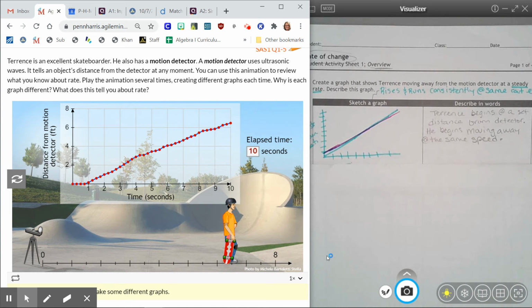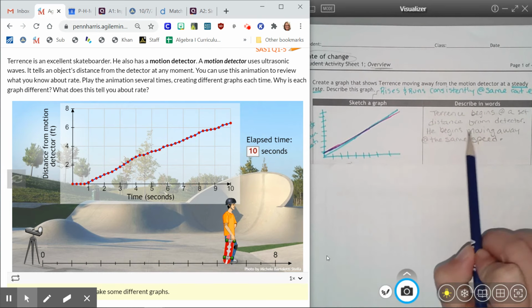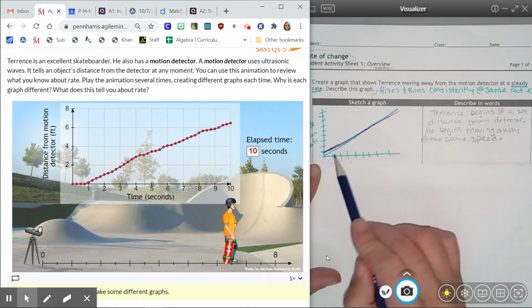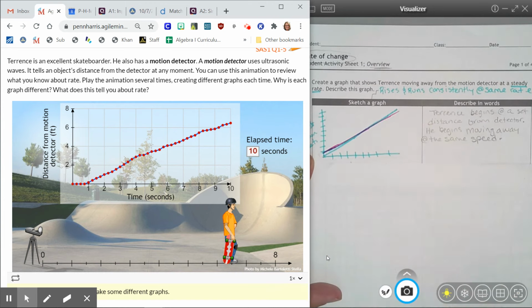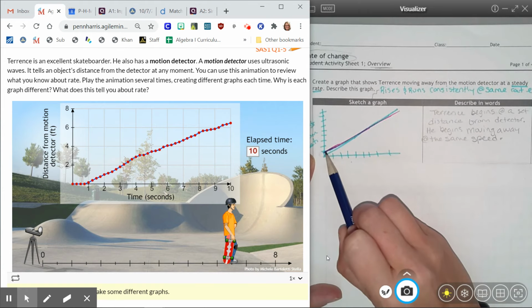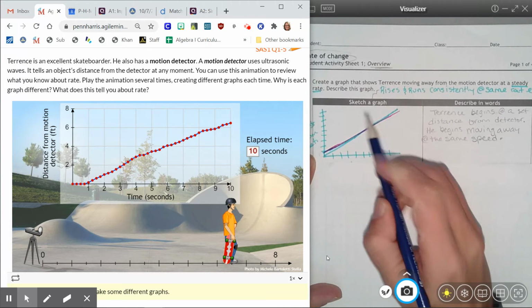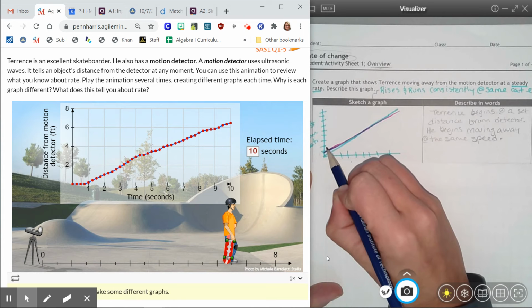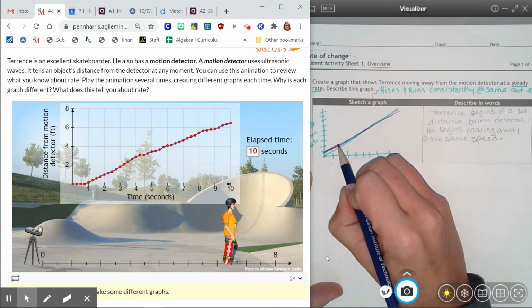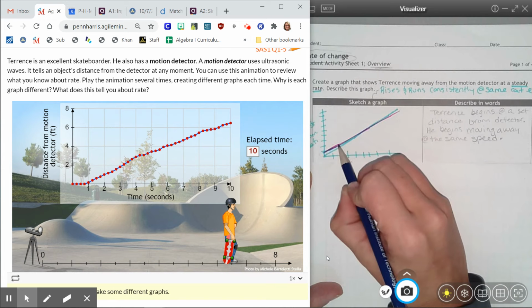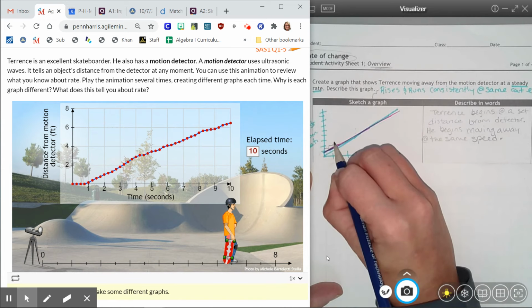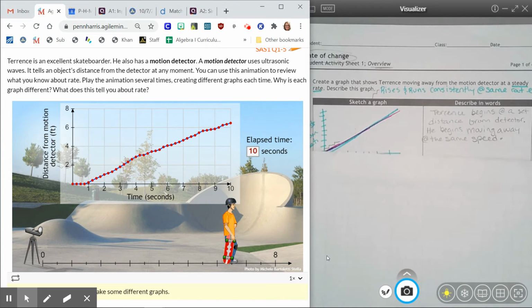So you can see I have my graph here. And again, describing in words, Terrence begins at a set distance from the detector, which was right. It's not at zero. It's going to be a little bit above because he's not on top of the motion detector. And then he began moving away at a steady rate, meaning for every second that went by, he increased his distance at the same amount. It went up and over at the same rate. Think of it as steps on a staircase.